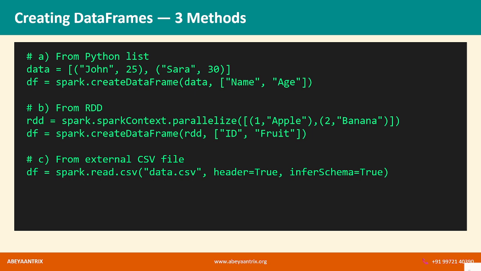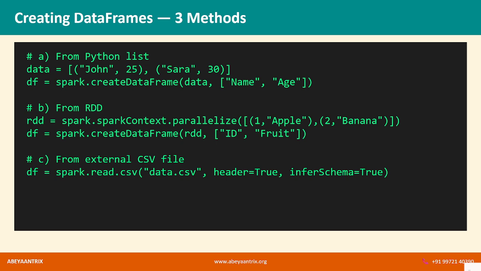So here one line you have to add, that is spark dot context parallelize. Okay, so using this line it is creating your RDD. From the RDD you are creating the data frame. Okay, this is the second method. Third method is from the external CSV file.